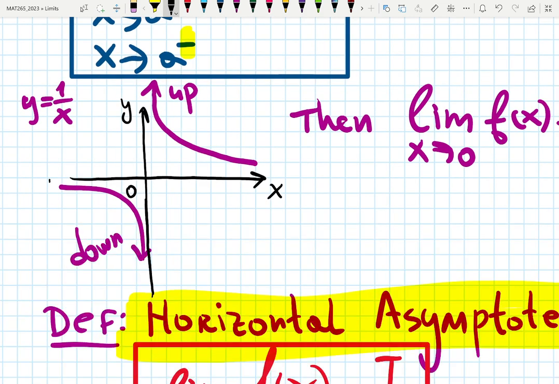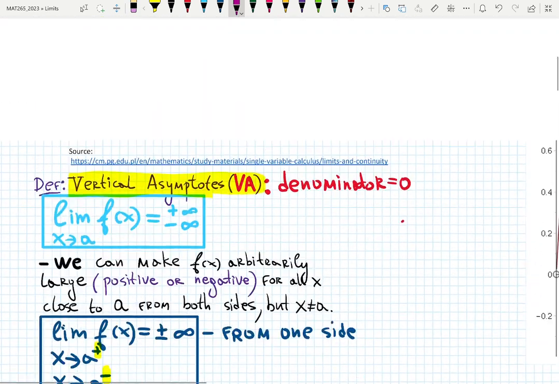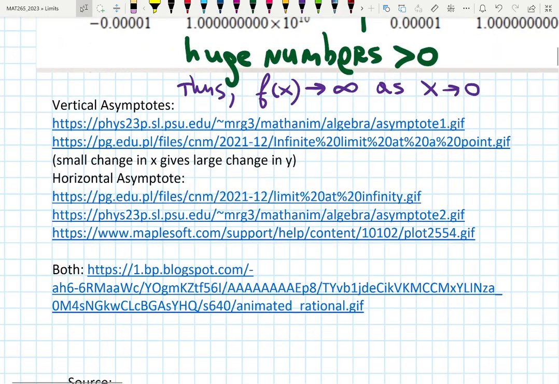So horizontal asymptote, I can illustrate it this way if you want. Here it is with the same function. While x is going to the right, f of x is shrinking to 0. That's HA. We're going to write it down in a second. So let me show you those beautiful animations I found.